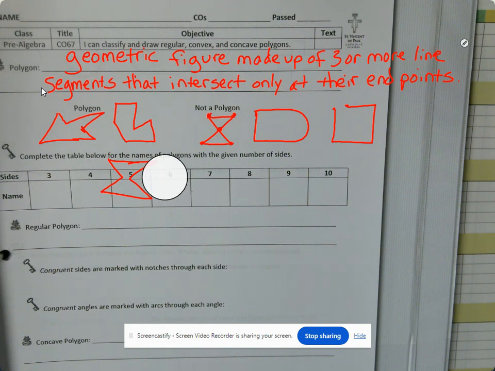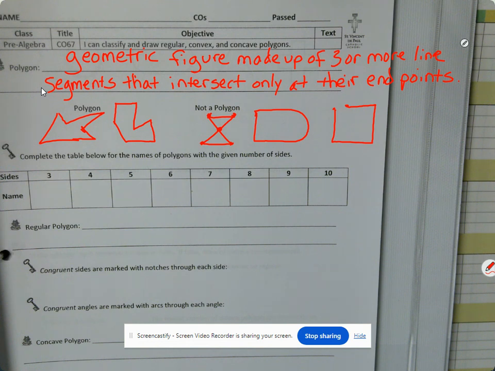Kyle. What if they're like the one with the curved line? What if they're just really small segments? Then if it is segments, then it's a polygon. Those are not. But if they are actual segments, that would be a polygon. Curve, not a polygon.